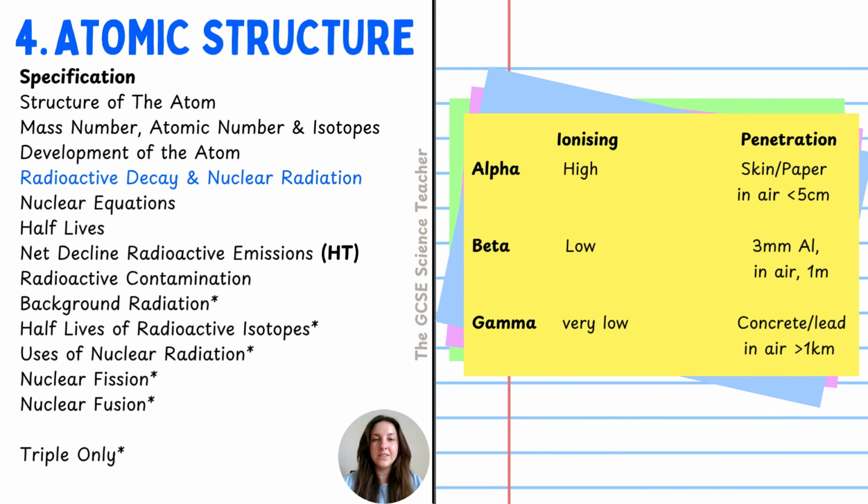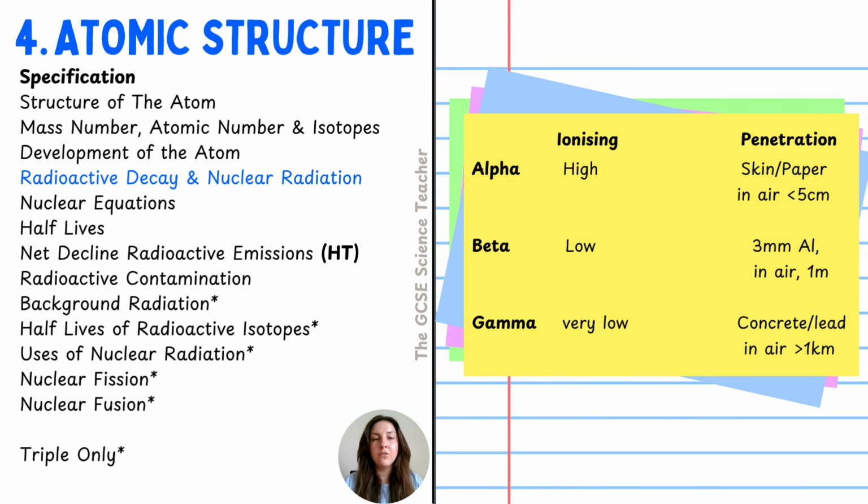Alpha is highly ionizing, beta is less ionizing, and gamma is the least ionizing. However, in terms of penetration, alpha can be stopped by skin or by paper and can only travel around 5 centimeters in air. Beta radiation, however, can be stopped by 3 millimeters of aluminium foil and can only move around 1 meter in air.